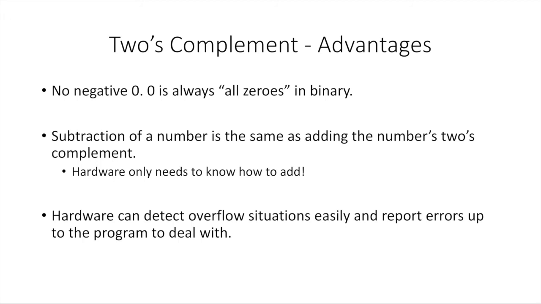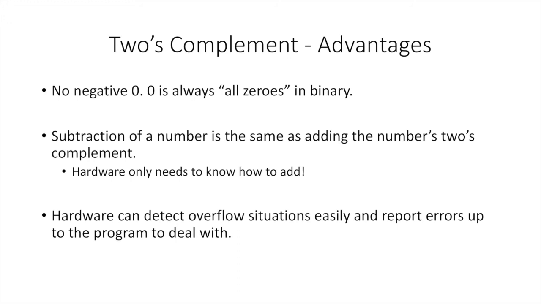Subtraction becomes the same as adding a number's 2's complement. So let's say you have the number 16, and you want to subtract 4. Well, you would take 4 and get the 2's complement of that, which is -4, and then do 16 plus the 2's complement of 4, which is 16 minus 4, which is what you want to do. And so hardware now only needs to know how to add. It doesn't need a special piece of circuit for subtracting. It just needs to know how to add.